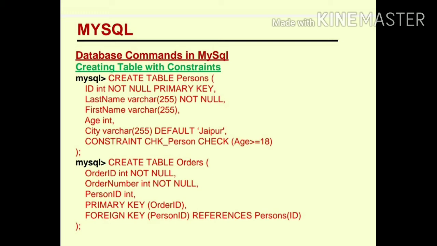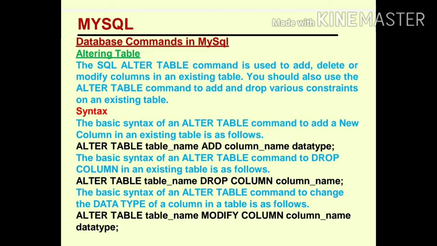It means we want to connect the ID column of the persons table with the person ID column of the child table. Kindly take care, the data type of ID and person ID should be the same while creating the foreign key. Bracket and then semicolon. I hope it is clear.